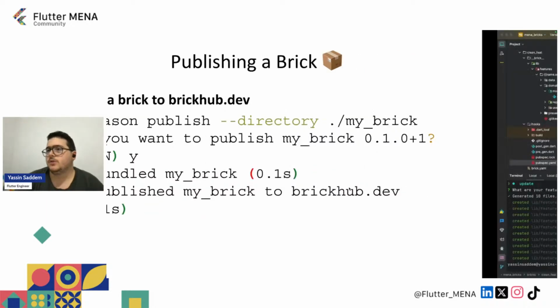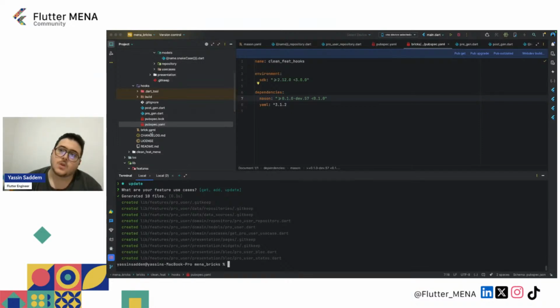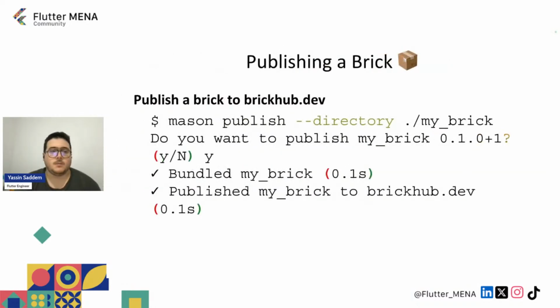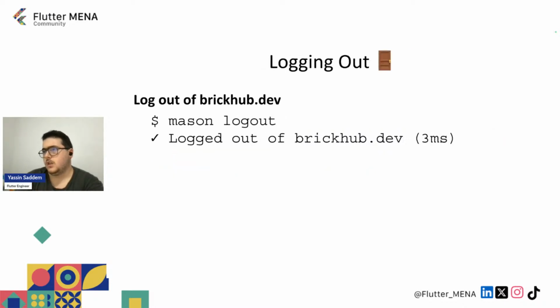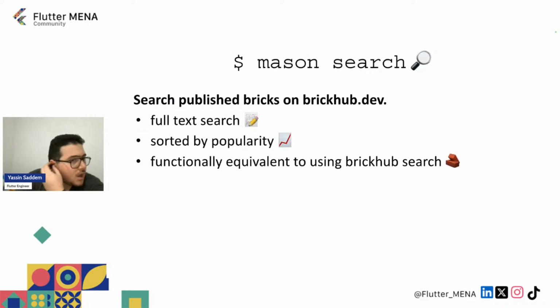Before publishing, do not forget, inside your brick.yaml file here, you should push your brick in GitHub and add a repository here, for example, my organization, my repo, so that you can publish your brick, because otherwise it will say missing repository, stuff like that. And I think that's all you need to do. Mason logout after that, and you can add and remove bricks.